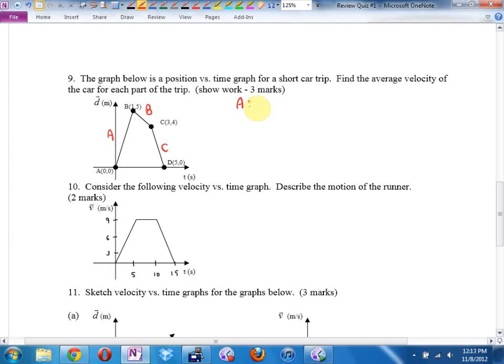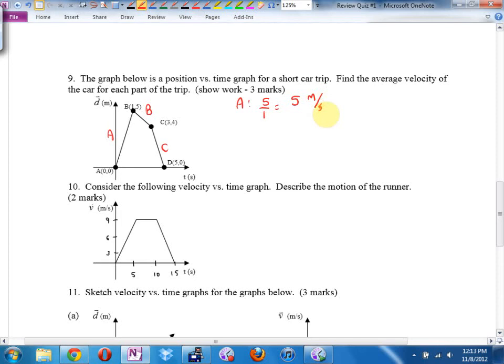How can I find the average velocity? It's going up 5 meters in 1 second. Did you just do rise over run? Yeah, the rise is 5, the run is 1. Section A, average velocity, 5 meters per second.